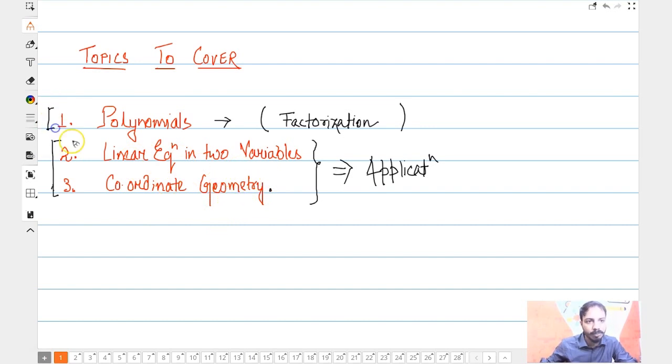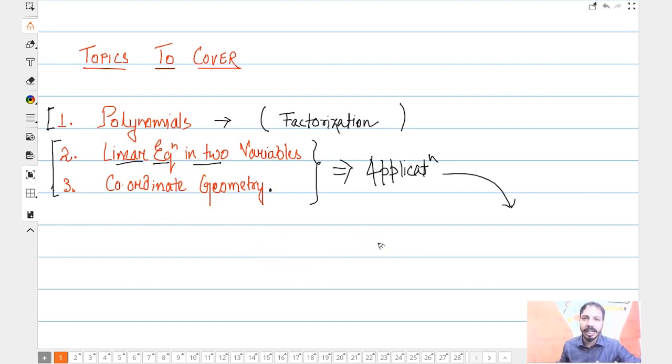Algebra is, no doubt, important, but in algebra you will be gradually increasing your concepts, whereas this has a direct application. For example, linear equation in two variables is one of the topics of algebra, but we can drive its application towards geometry. Polynomials and linear equations are nothing but algebraic equations.